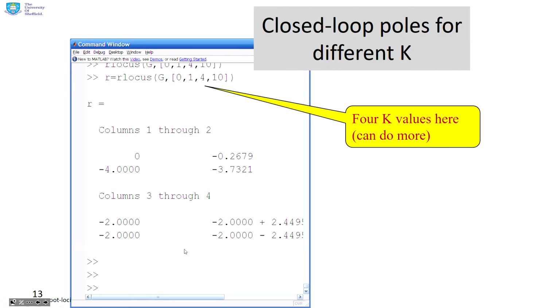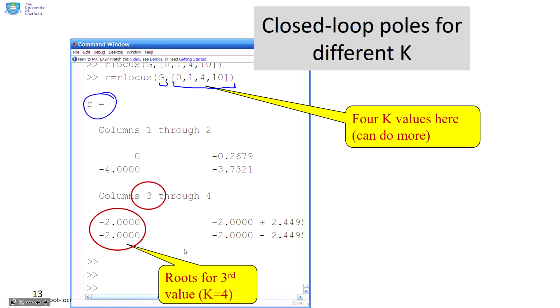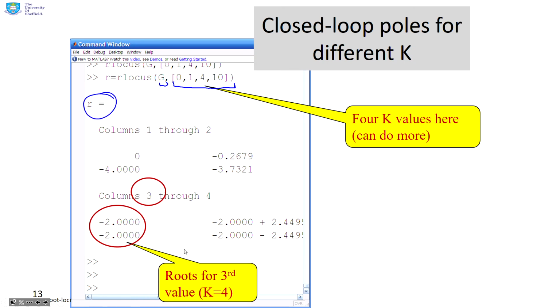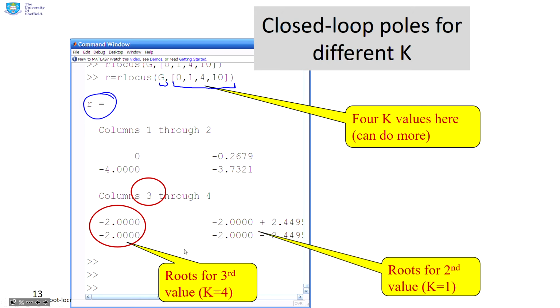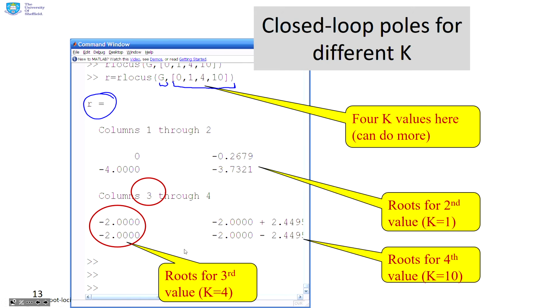Well, what you can do is you can use a slightly different command. So you can see here I've put in rlocus G, and then I've put in 4 different values for k. It didn't have to be 4, you could have put 10, 20, 100 as you please, and it will then output the corresponding closed loop poles associated to those different k. So you can see the R that's come out, and so for example the third column corresponds to the third value of k. So those are the closed loop poles for k equals 4, and the second column for k equals 1, and the fourth column for k equals 10, and so on.